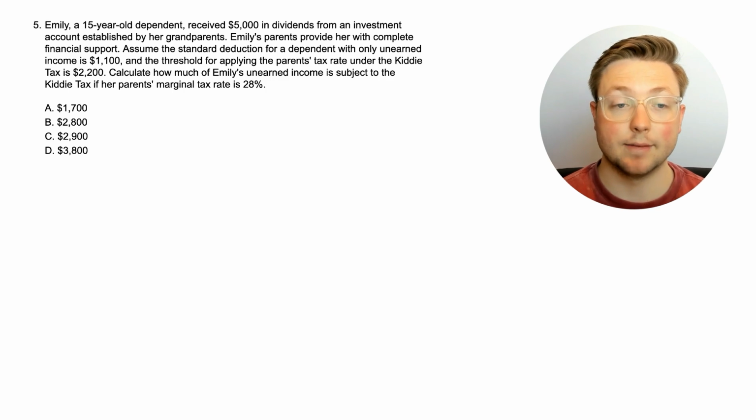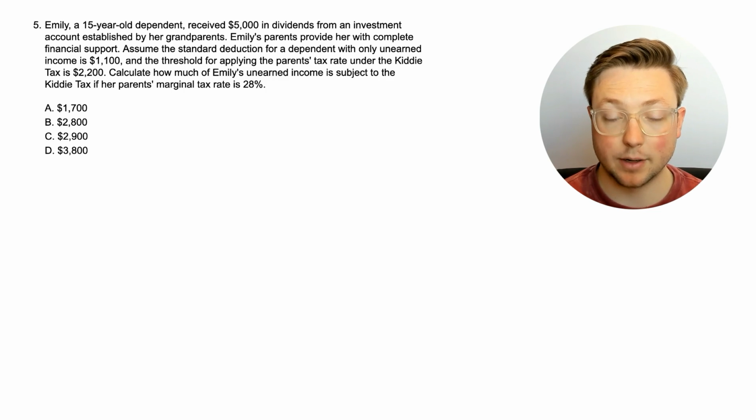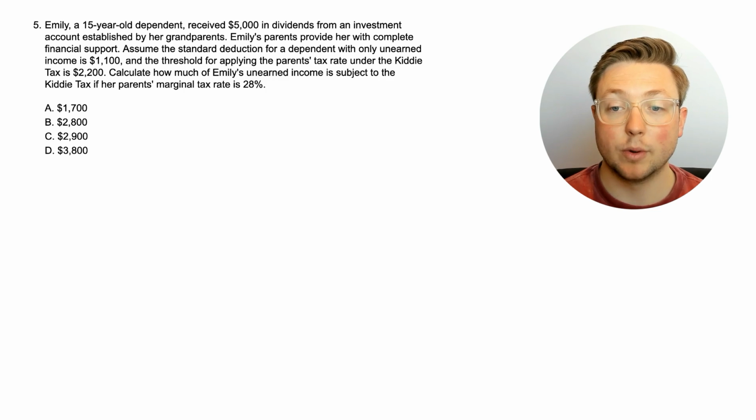Okay, here's question 5. Emily, a 15-year-old dependent, received $5,000 in dividends from an investment account established by her grandparents. Emily's parents provide her with complete financial support. Assume the standard deduction for a dependent with only unearned income is $1,100, and the threshold for applying the parent's tax rate under the kiddie tax is $2,200. Calculate how much of Emily's unearned income is subject to the kiddie tax if her parent's marginal tax rate is 28%.